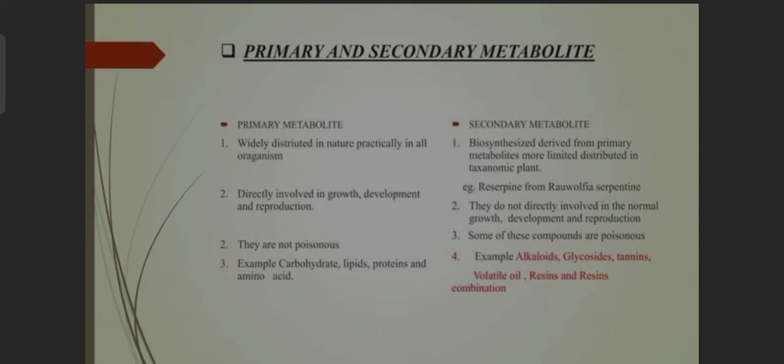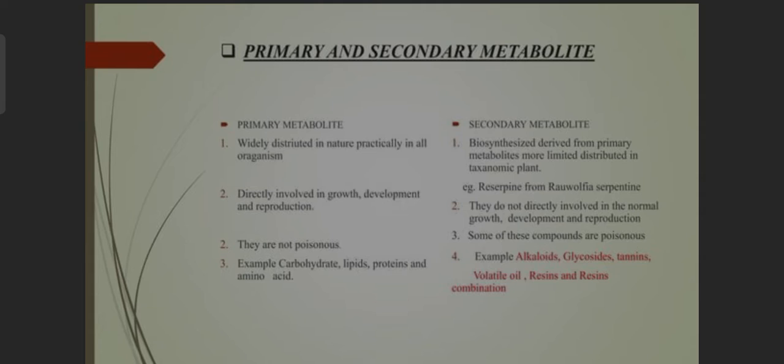Now, secondary metabolites. They are biosynthesized, derived from primary metabolites, more limited, and distributed in particular taxonomic plant groups. For example, reserpine from Rauwolfia serpentina. Second, they are not directly involved in normal growth, development, and reproduction.